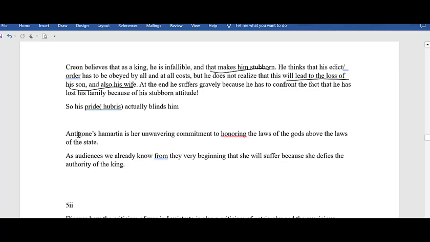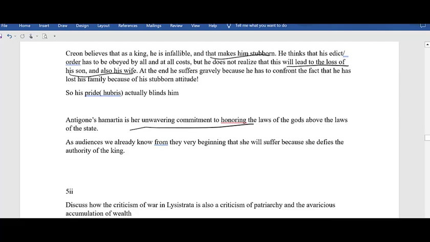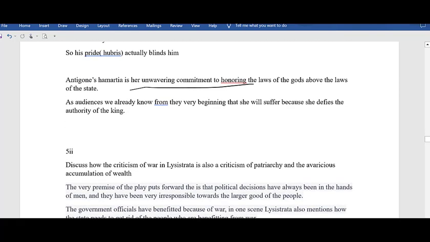And you also have to talk about Antigone's hamartia, or her unwavering commitment to honoring the laws of God. And we know that both these characters suffer a downfall for this part of the play.